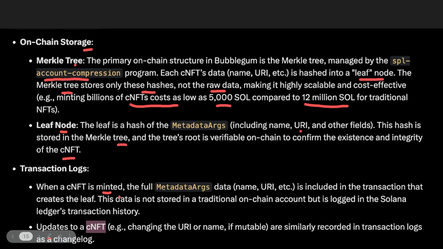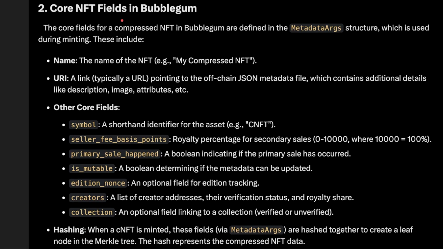When a cNFT is minted, the full metadata args data, name, URI, etc. is included in the transaction that creates the leaves. This data is not stored in a traditional on-chain account but logged in the Solana ledger's transaction history. Updates to a cNFT, changing the URI or name if mutable, are similarly recorded in transaction logs as a change log. So it's saved on the ledger but in the disk space, not on the account's RAM of a validator. It's saved on the ledger but on the hard drive disk space. Core NFT fields in Bubblegum.